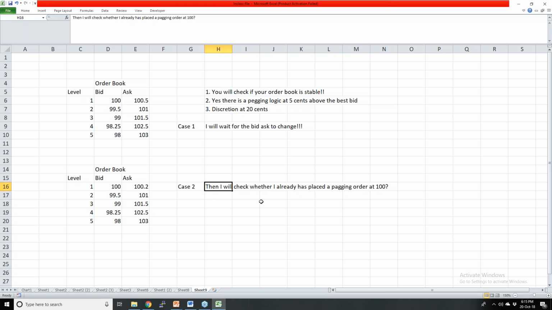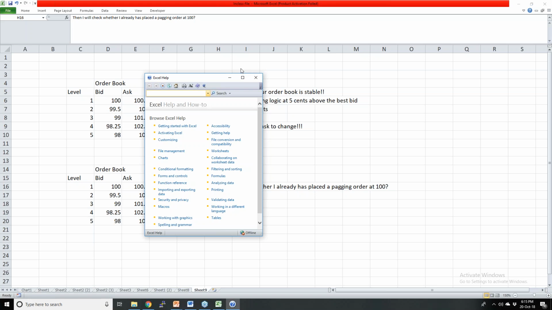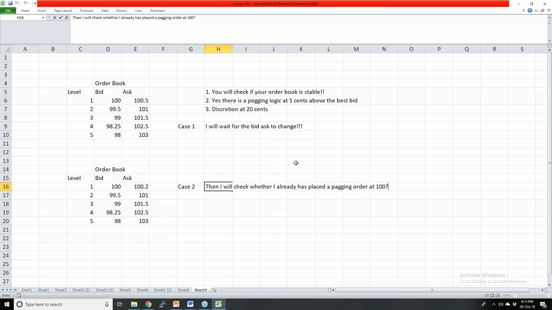I need to check this because then I need to modify it. If I have a pegging order, then I need to modify it. You see what I'm saying? I don't want two orders in the order book, if that is how you want to trade. So if there's a pegging order, then I will modify it and then I will fire it. Is this clear, guys? Any questions that were left unanswered?